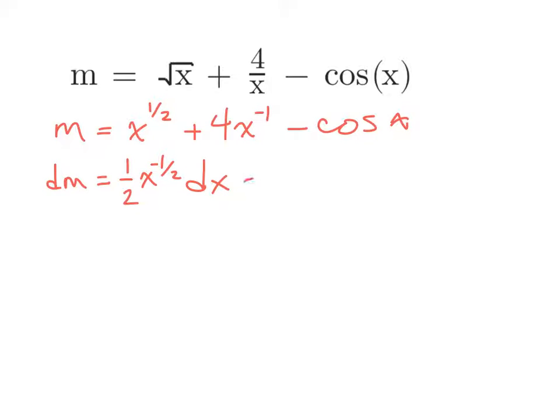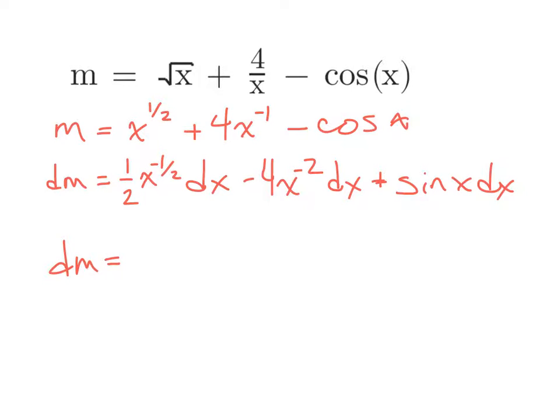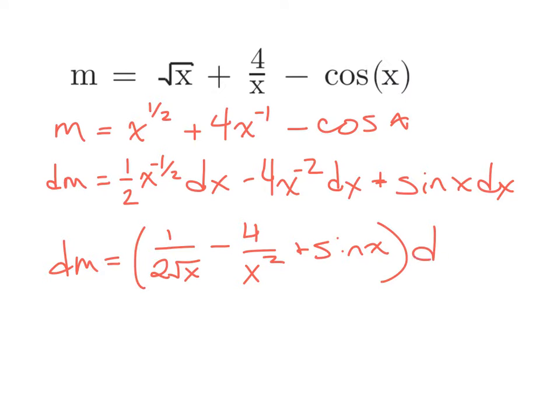For the next term, we have minus 4 x to the negative 2. That's also dx. And for negative cosine, the derivative of cosine is negative sine, so minus a negative makes it plus sine of x. And again, a dx. Cleaning it up maybe just a little bit, I do notice that every single term has a dx in it, so I'm going to factor that all the way out in front. And in my first term, I could rewrite that as 1 over 2 square root of x. In the second term, I got minus 4 over x squared. And my last term is plus sine of x. And like I said, all of them have a dx in it.